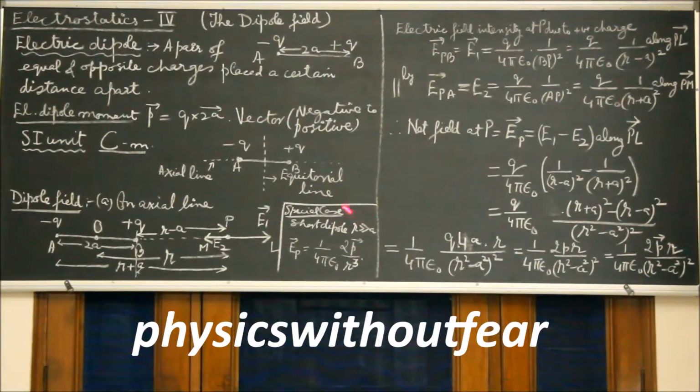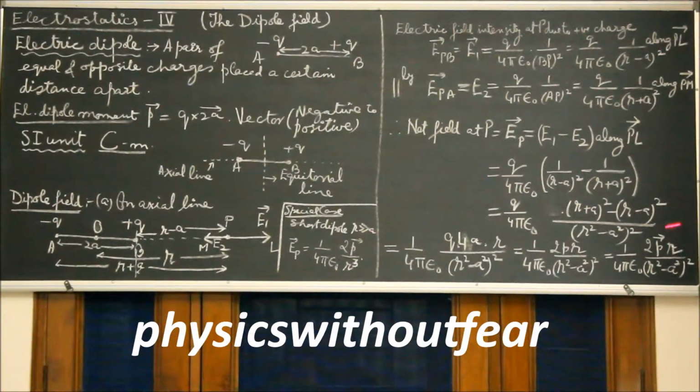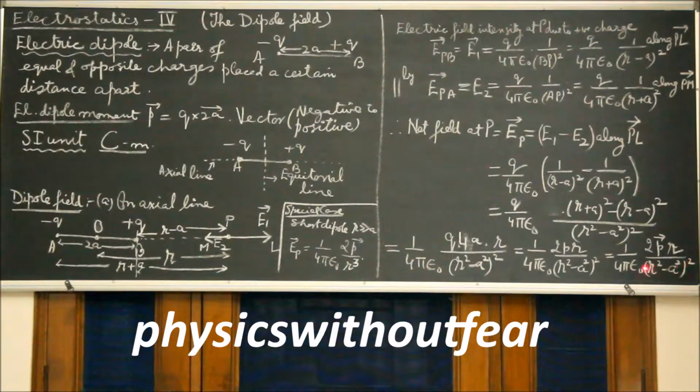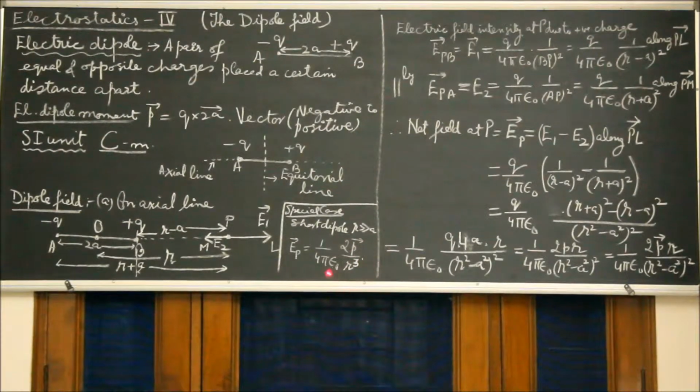In a special case, if the dipole is short and the point P is far off, then r is very large as compared to a. So we can neglect a as compared to r. The denominator will be r to the power 4, and r will cancel out. You will be left with E_P equal to 1 over 4 pi epsilon naught times 2p over r cube.